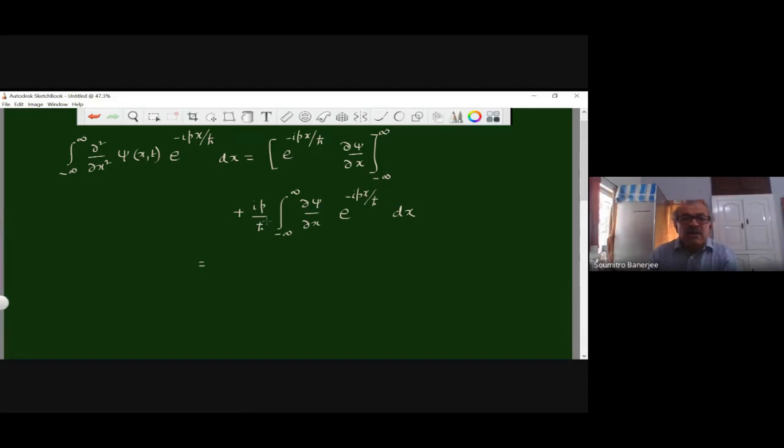This has gone to 0. Only this will be there. If you now integrate by parts again, another distinct term will come out. So it will be i p by h cross square, integral from minus infinity to infinity, psi(x, t) e to the power minus i p x by h cross dx. Okay, so this has turned out to be this.